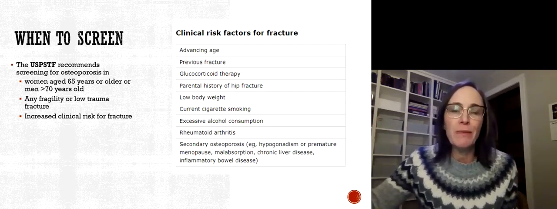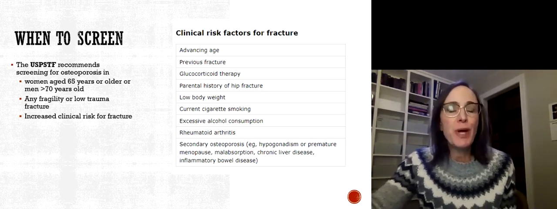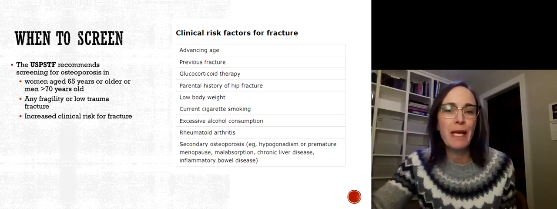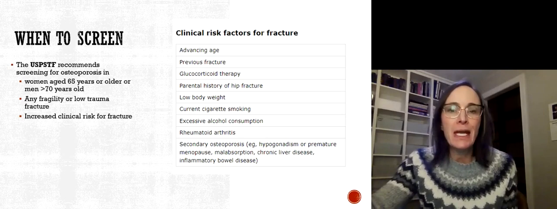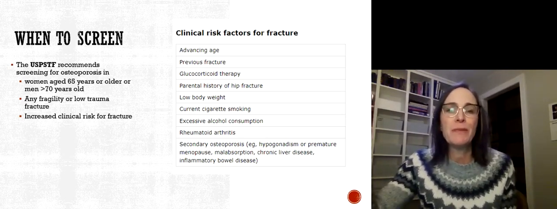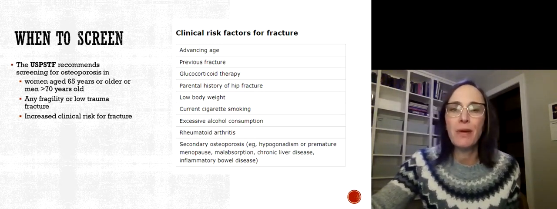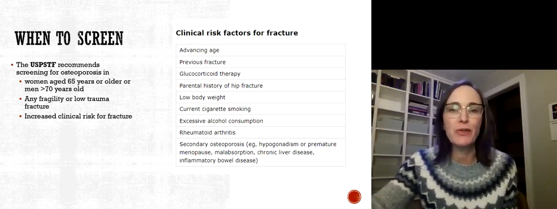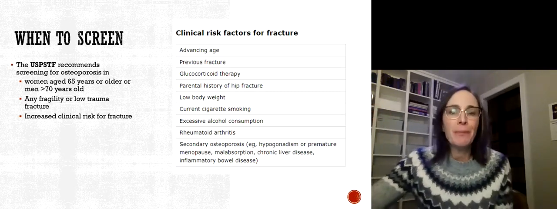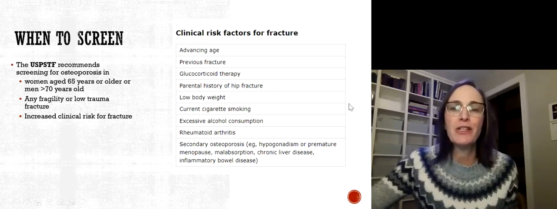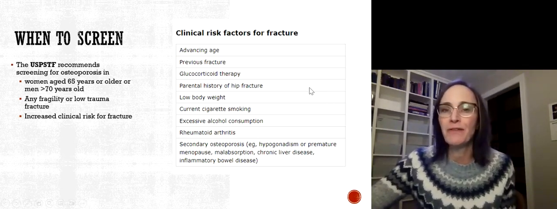So those may be, like we mentioned, advancing age, someone who has had a previous fracture that may not have been traumatic, anybody on glucocorticoid therapy. And typically what we think is that when somebody's been on continuous glucocorticoids for 3 months or more, that's when they are at risk for bone loss. So you might see that in patients with rheumatoid arthritis or patients who have COPD or asthma or things like that. Parental history of a hip fracture is actually a pretty significant risk factor for fracture.